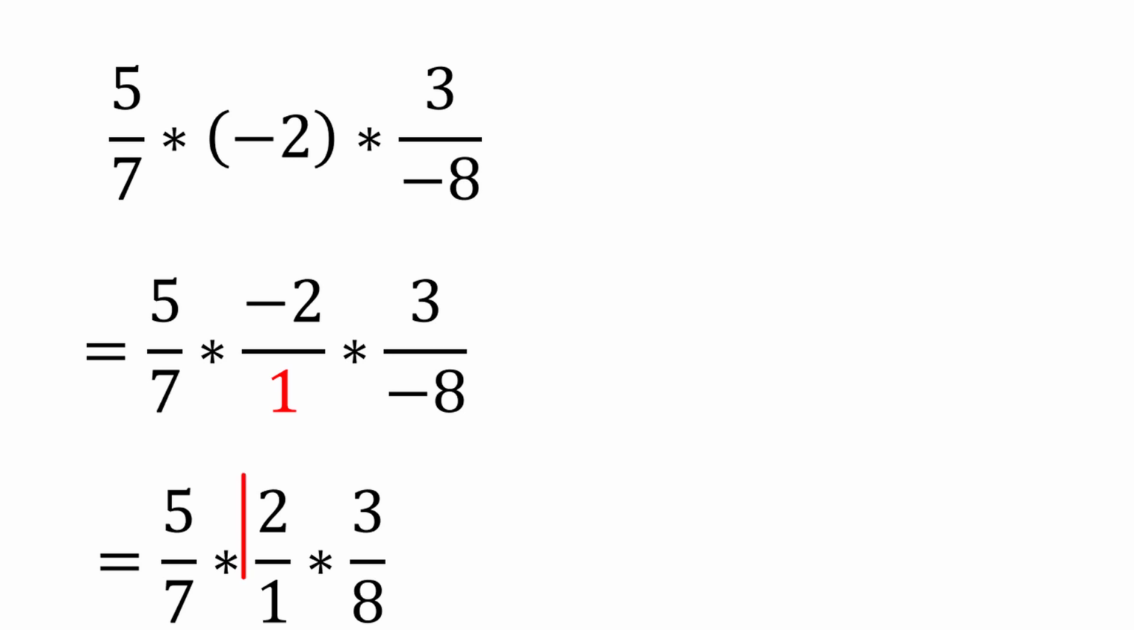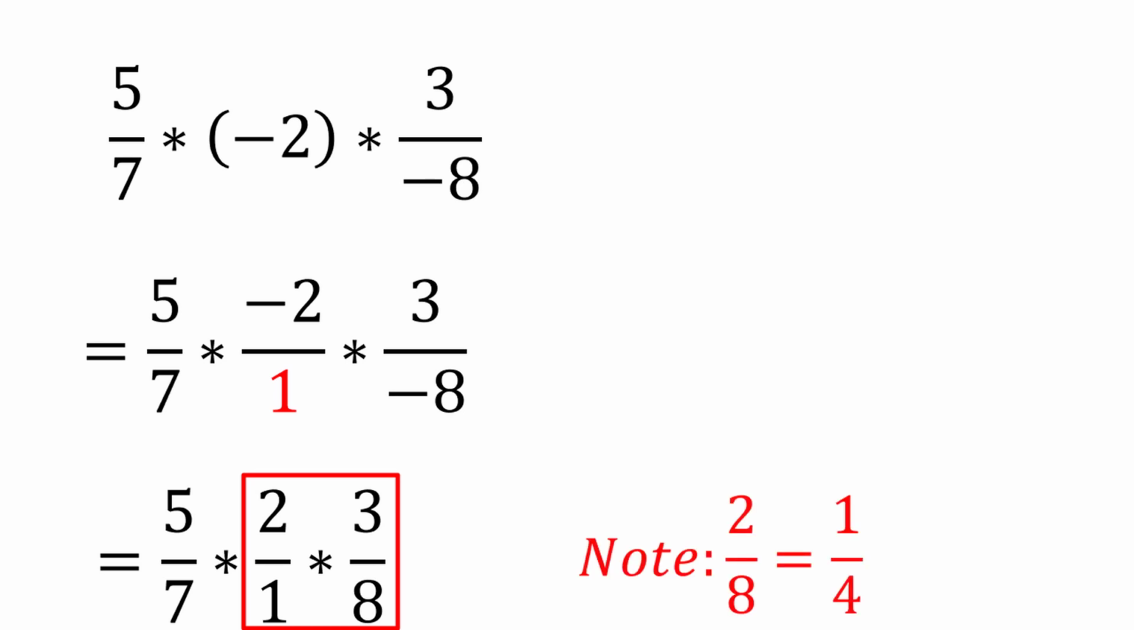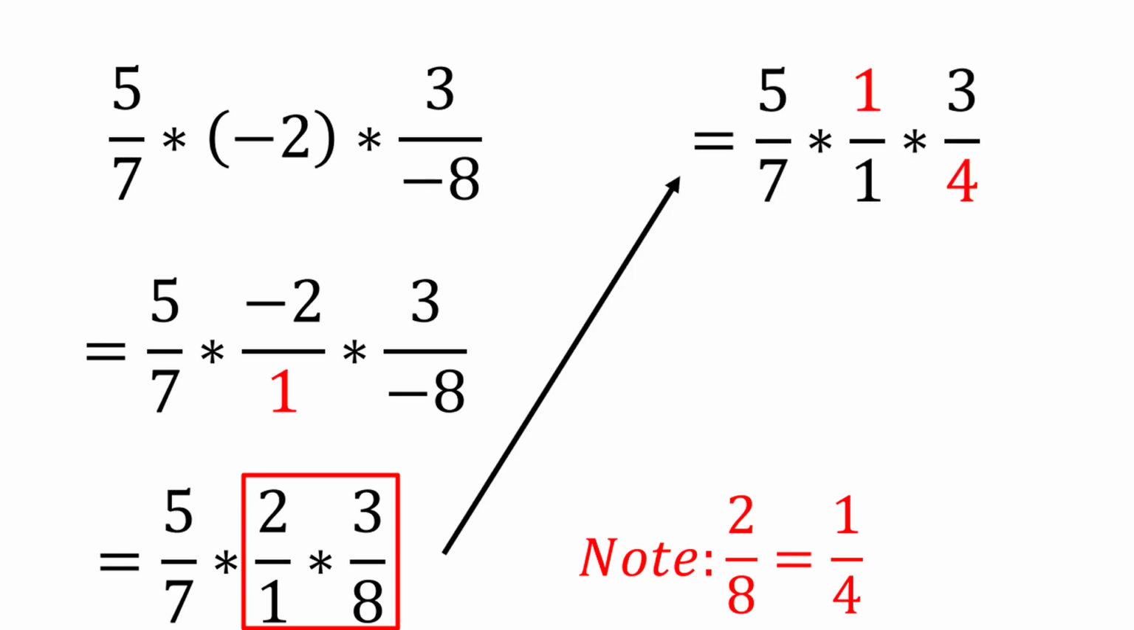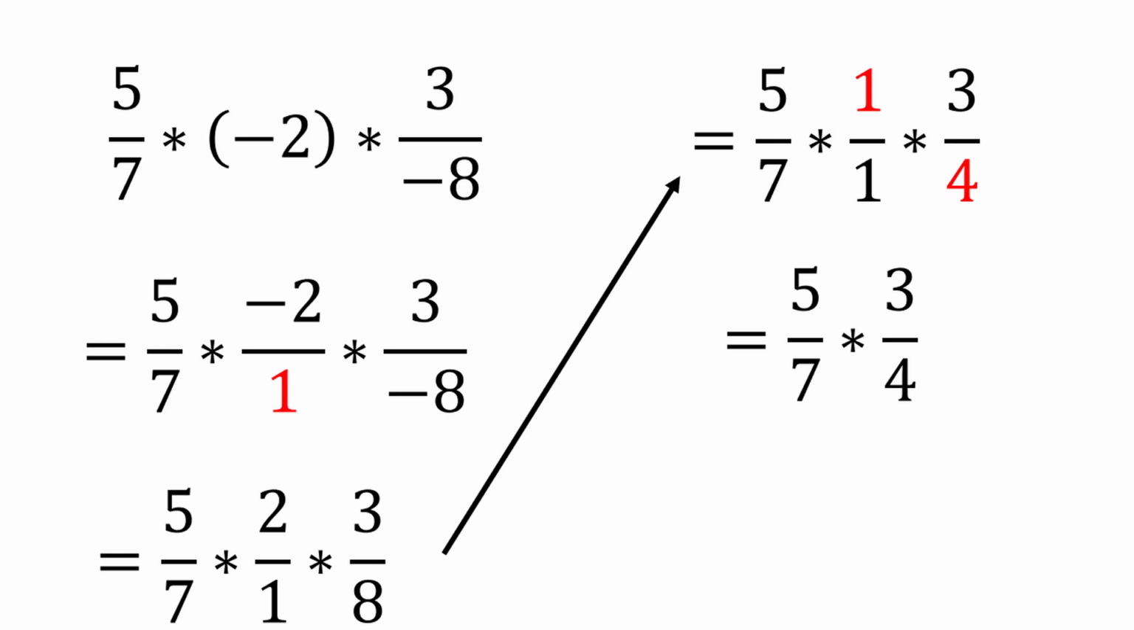Let's focus on 2/1 times 3/8. The 2 and the 8 can be reduced. 2/8 is the same thing as 1/4. So we can rewrite the problem as 5/7 times 1/1 times 3/4. Since 1/1 is just 1, that gets rid of our middle term.